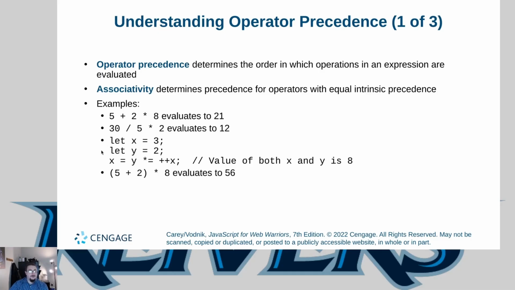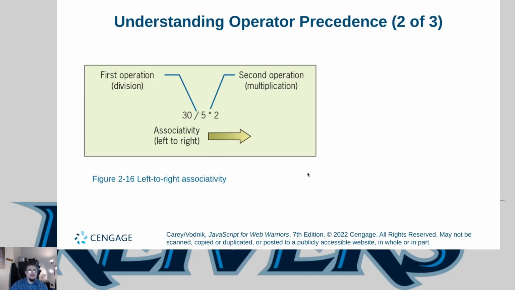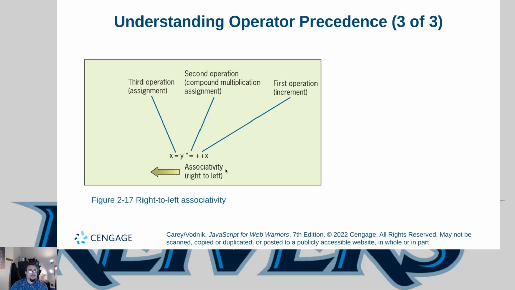And in our case here, remember that we have let x equal 3, let y equal 2. We are saying x equals y, multiply equal plus plus x, which would then evaluate and create x and y equaling 8. And here, as I said, parentheses: first we have to add 5 plus 2 to 7, and then 7 times 8 to 56. So this is the left to right associativity, which is why we had to do 30 divided by 5 equaling 6, and then multiplying by 2. And here we have associativity right to left. First we increment, and then we multiply x by y, and then we set x to that.